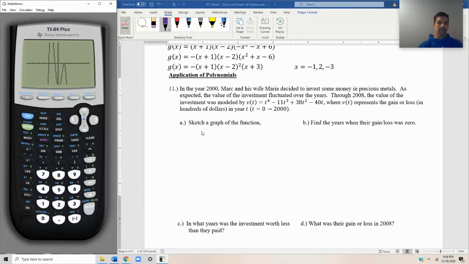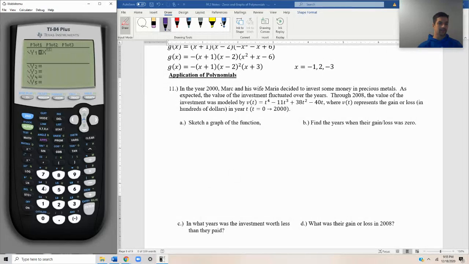In part A, it says sketch a graph of the function. So what we're going to do when we get into application problems is we're not really going to test our algebraic skills. We're going to try to use the technology to help us. So I'm going to go ahead and graph this function. I'm going to type in the function but use x instead of t.